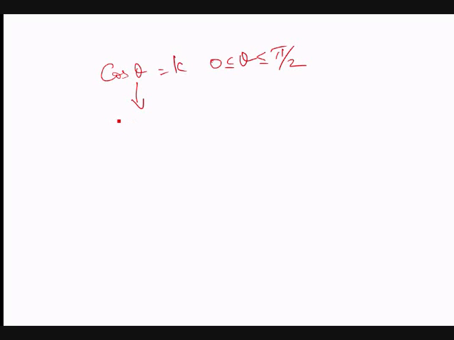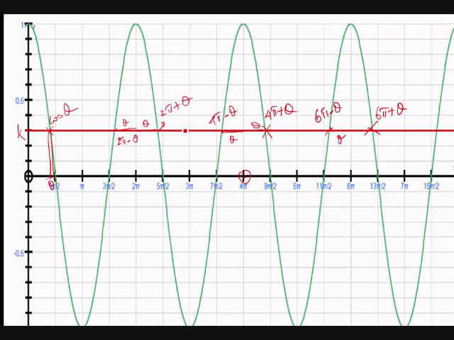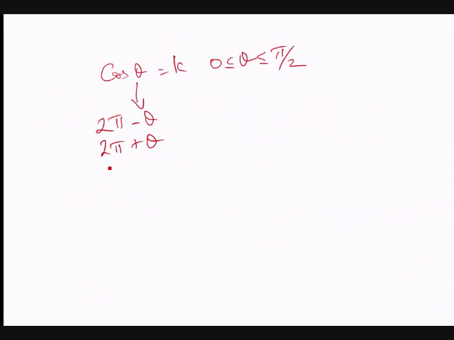The first value theta can take was 2 pi minus theta and 2 pi plus theta. Let's check it once. You can see that it was 2 pi minus theta and 2 pi plus theta. And then the next values were 4 pi minus theta and 4 pi plus theta. And the next values were 6 pi minus theta and 6 pi plus theta.